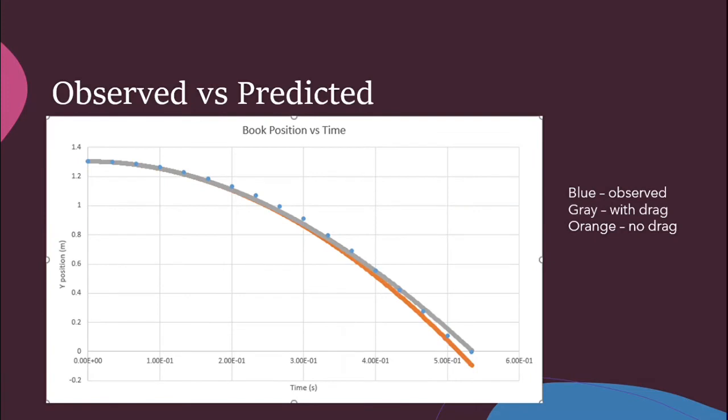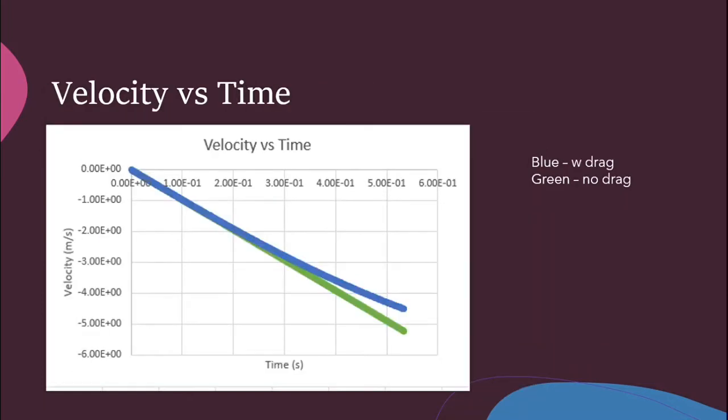And after we run both models, we can extract that data and put it in Excel, and this is what it looks like all plotted together. The blue dots you see are the observed points taken from Tracker. The yellow line, or yellow-orange, is our model with no drag, and the gray line is our model accounting for drag.